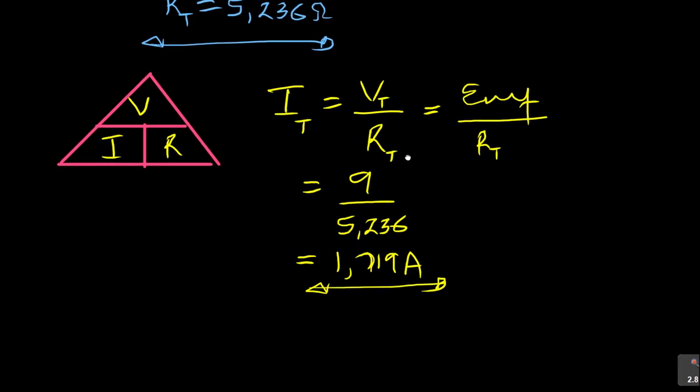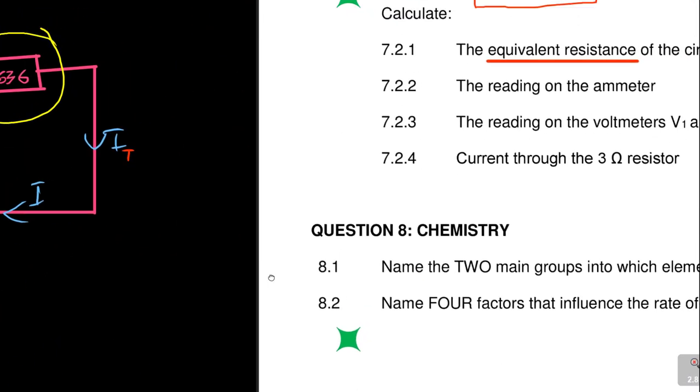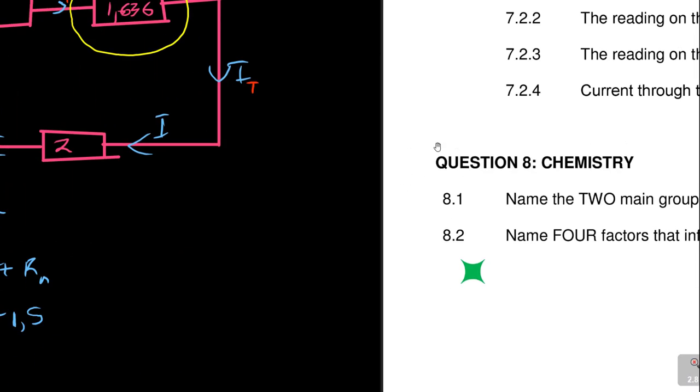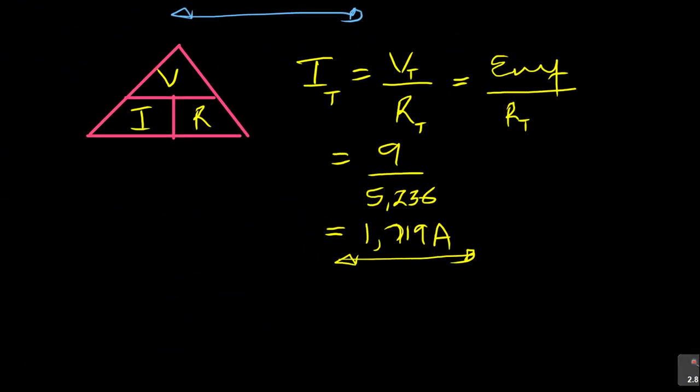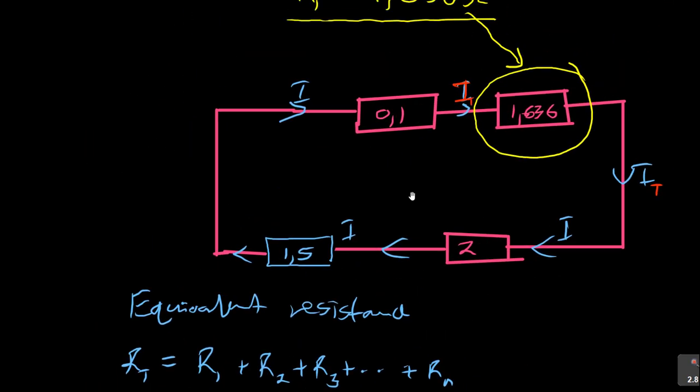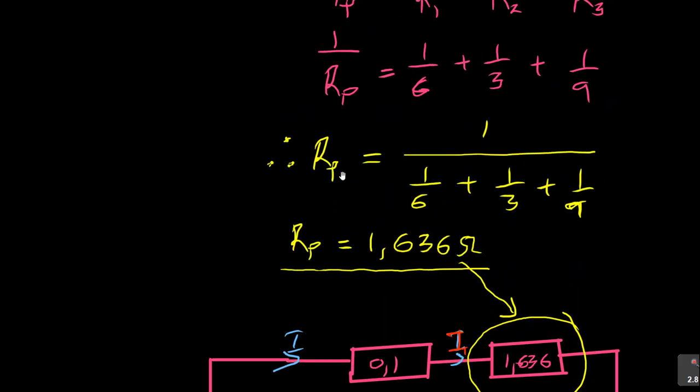So now we are looking at the question, remember, it says the reading on the voltmeter. So it means I need voltage. On this same triangle, how do you find the voltage? V is equal to I times R, right? And don't forget my I became IT. We agreed that it was IT that entered into this parallel combination.